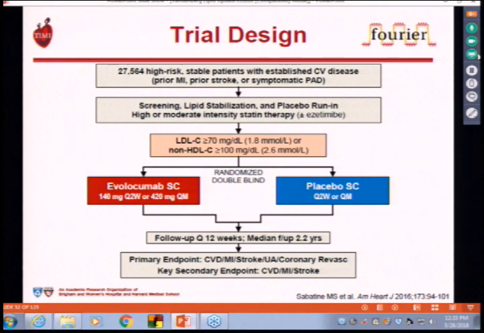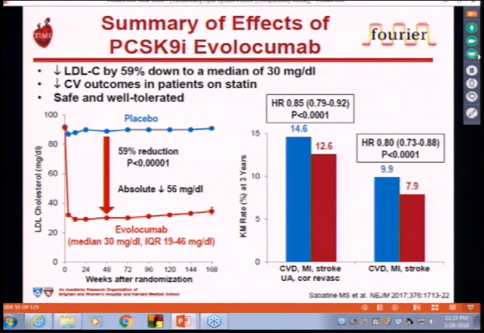An LDL over 70, so they were pretty well treated, but this 70 target has been advocated by a number of the guidelines. And then they followed them, and you can see there was a big reduction. So not the 20% reduction that we have with Zetia, not the 20% reduction we have with the bile acid sequestrants, but over 50% reduction, which is what we would see with the potent statins like atorvastatin and rosuvastatin in high dose.